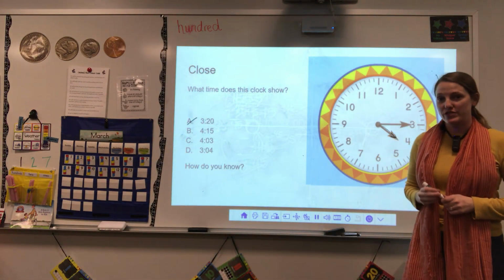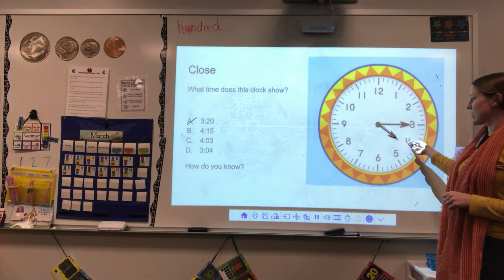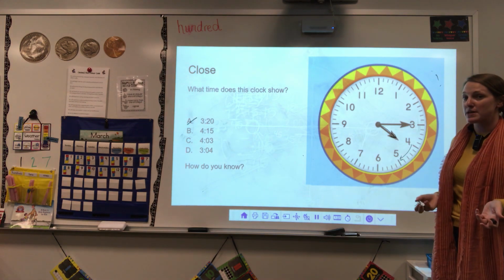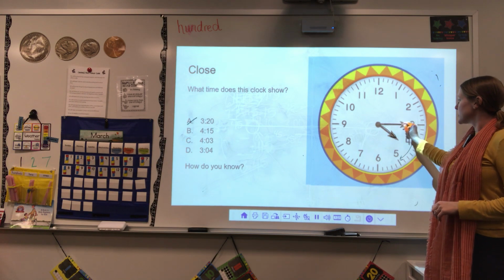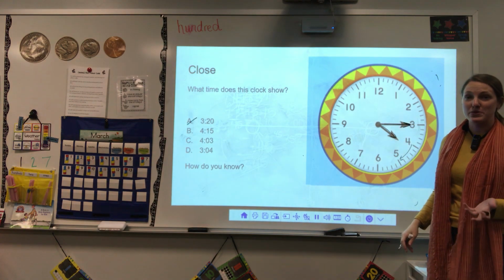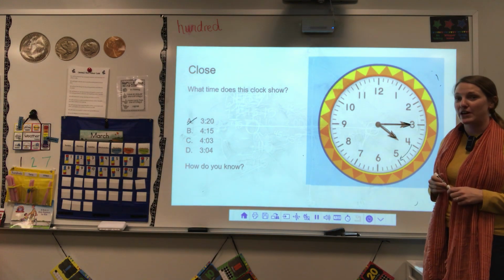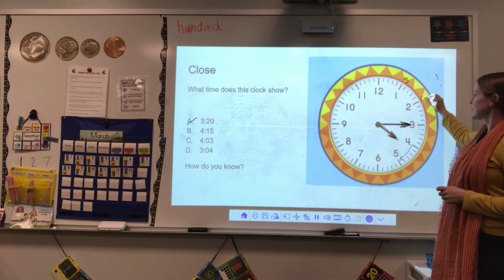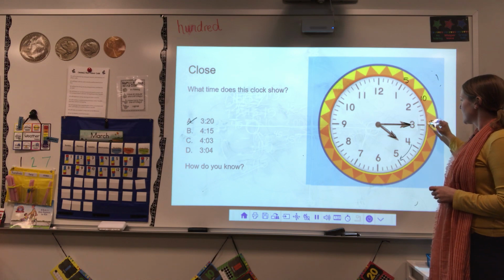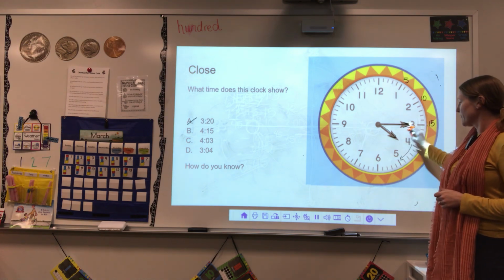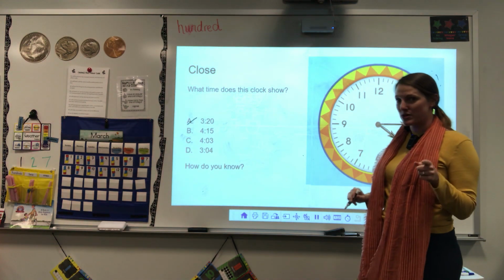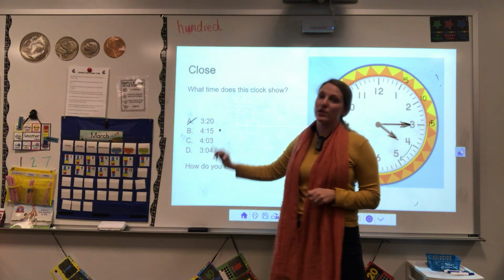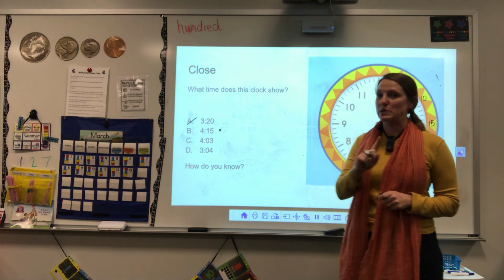B says 4:15. If we look at our hour hand again, it is in that 4 o'clock hour range. Let's look at our minutes. Our minute hand is pointing straight to that 3. Do you remember what that 3 really means in the value of minutes? Well, 5, 10, 15. So 4:15 makes sense. I'm going to mark that one because I think it's a really great choice, but we always want to look at all of our choices before we pick one.